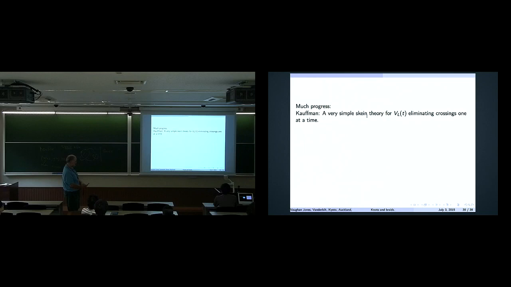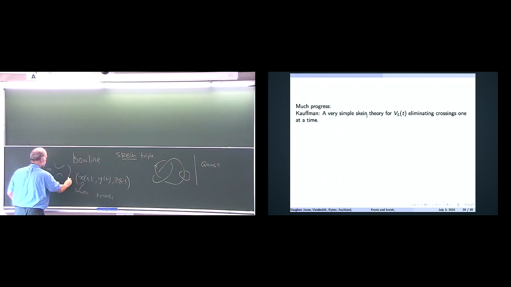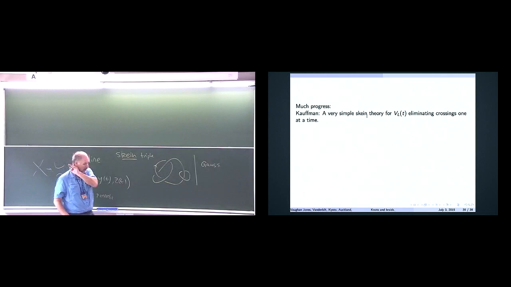The first really nice thing was by Lou Kauffman, who discovered a very simple skein theory. So instead of that skein relation which involved changing a crossing, Lou Kauffman's way is you simply eliminate the crossing and you consider the two possible ways of eliminating the crossing, and there's a similar relation. But you have to be a bit careful about how you apply it. But it gives very explicit formulas for the Jones polynomial, which were used to prove a whole lot of things and are in constant use by mathematicians and physicists.